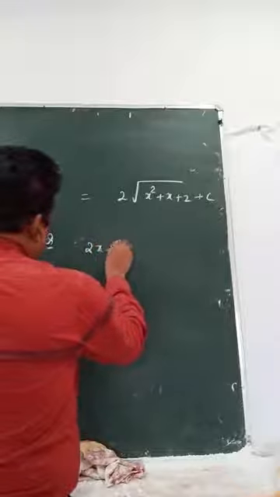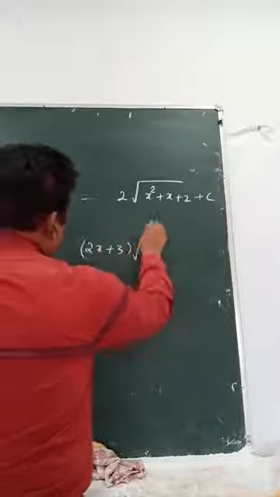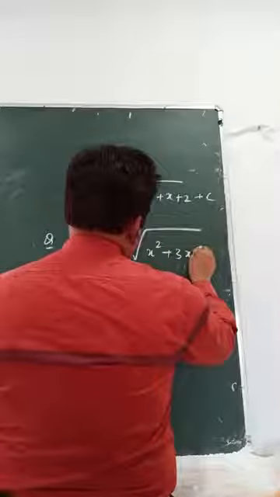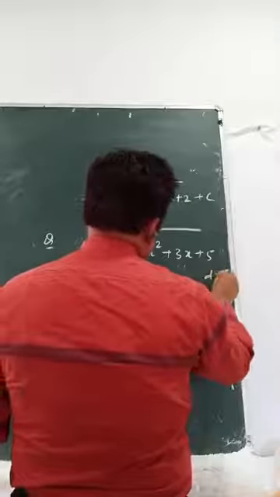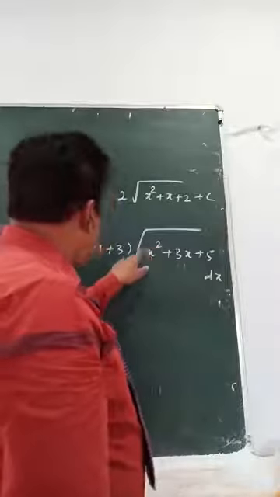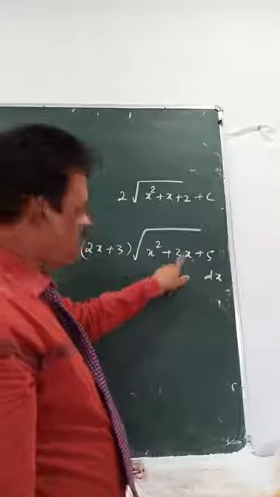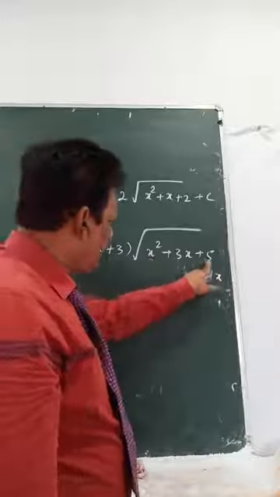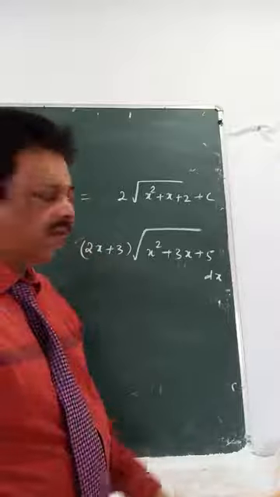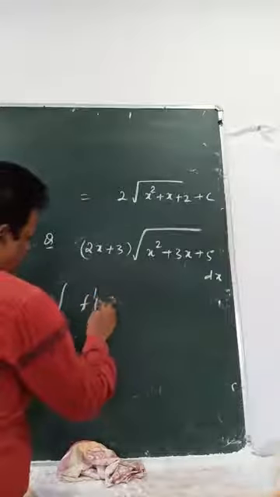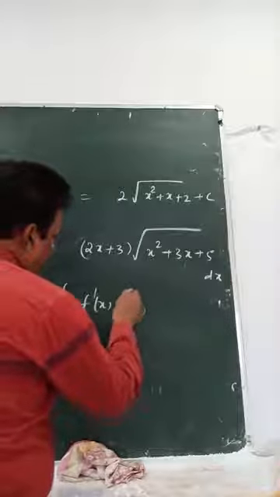Two x plus 3 by root of x square plus 3x plus 5. Check the derivative. X square derivative is 2x, 3x derivative is 3. That means the derivative of 5 is 0. So this derivative is present here. So which formula? Now this is f dash x by fx to the power n.